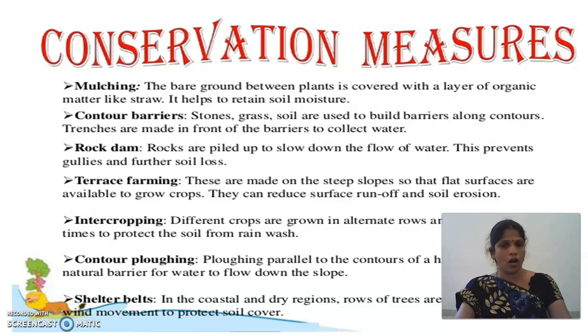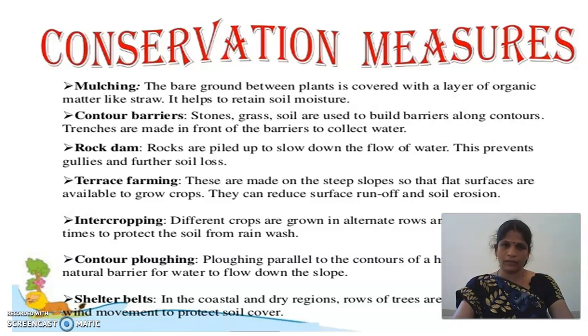Next one is contour barriers. Stone, grass and soil are used to build barriers along the contours. Trenches are made in front of the barriers to collect water. Then rock dam. Usually we build a dam to check the flow of water and also to store the water. It helps the soil without erosion. Rocks are piled up to slow down the flow of water. This prevents gullies and further soil loss.